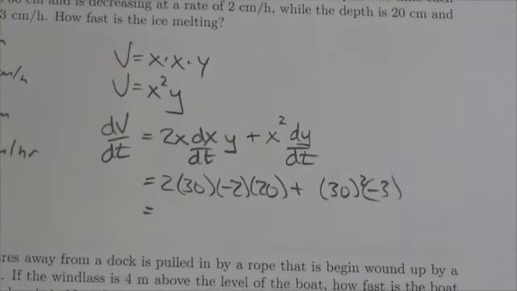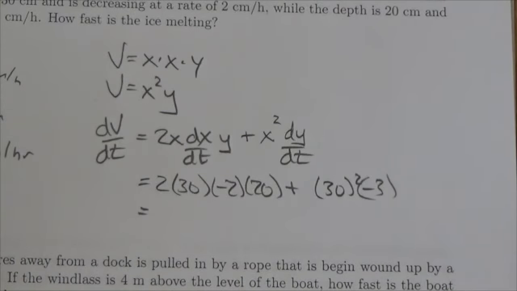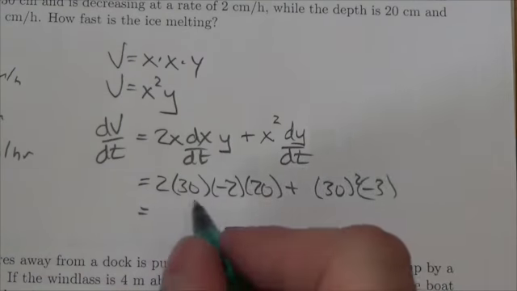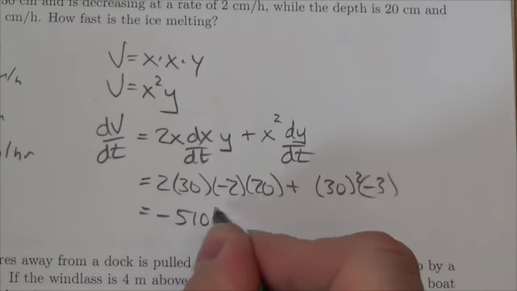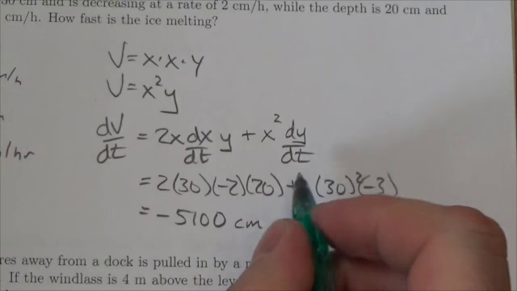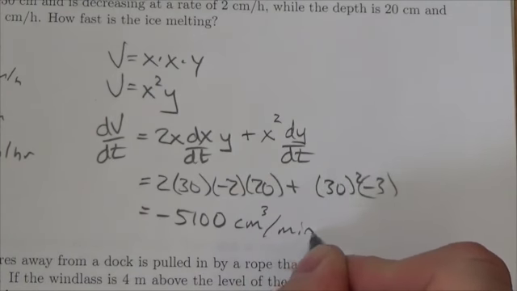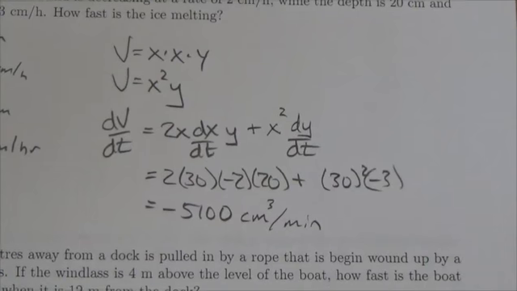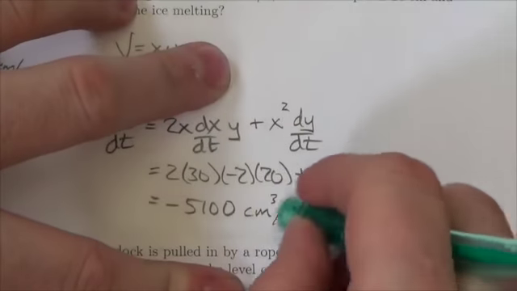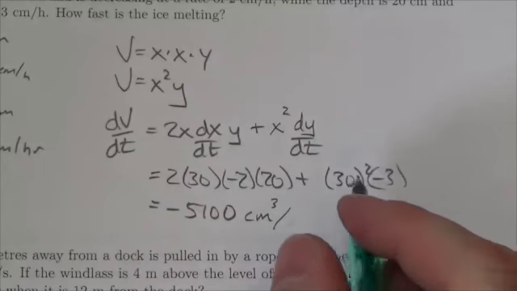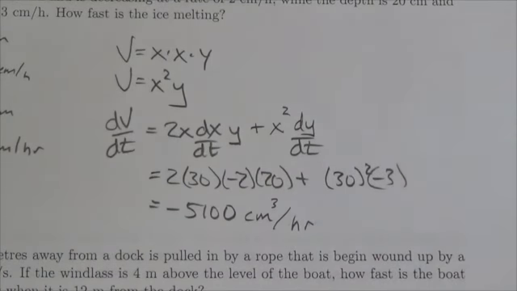Okay, and so now I just want to make sure I get this all correct. So 2 times 30 times negative 2 times 20 plus 30 squared times negative 3. And the answer looks like negative 5,100 centimeters cubed per minute. Oh, sorry, not per minute. I was going to say it's a pretty big number. That's an extremely big number if it's per minute. This is per hour though. Okay, and so there you go.